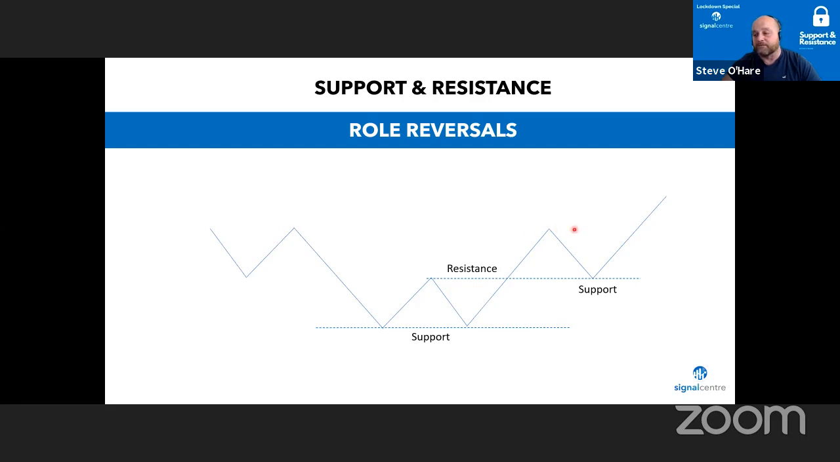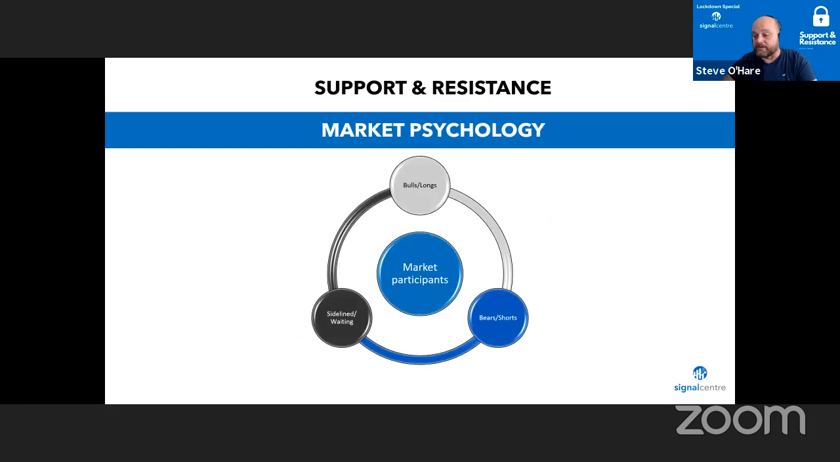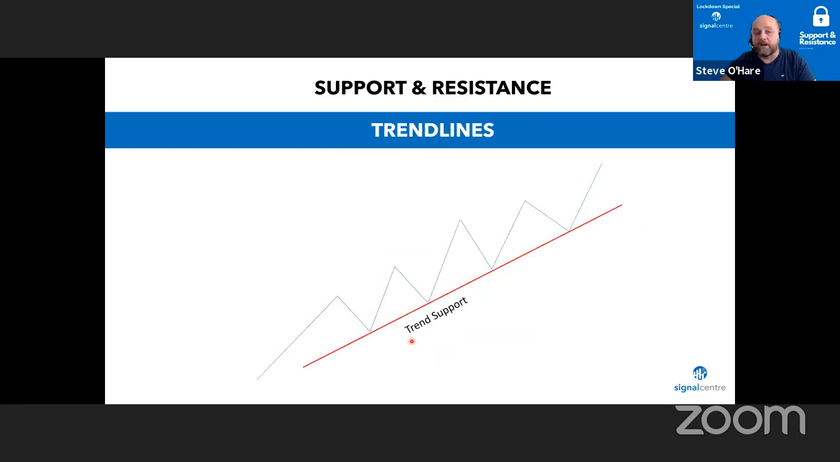And also think about this resistance over here. That horizontal resistance is just as effective as some trend resistance is. Talking about trend resistance, that leads me on to trend line support.